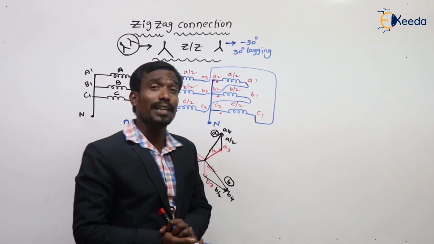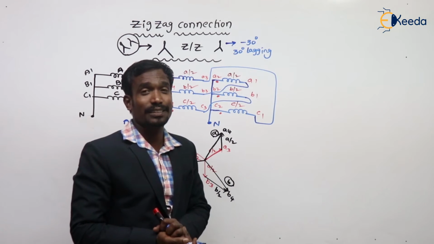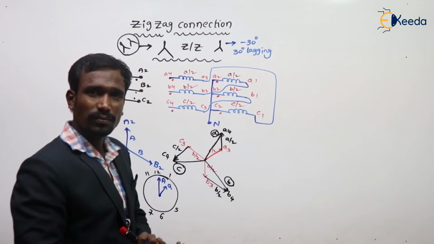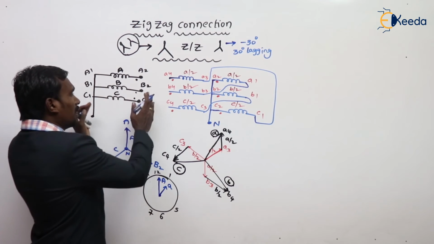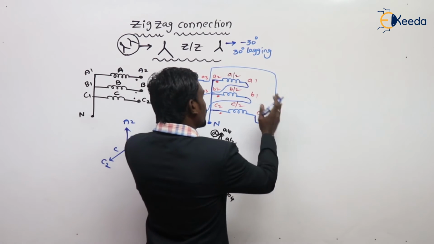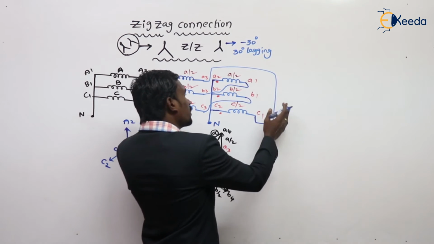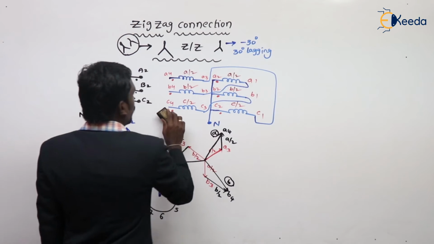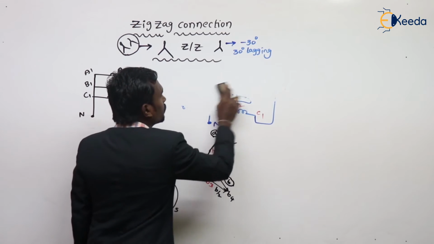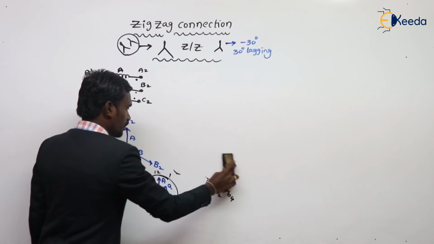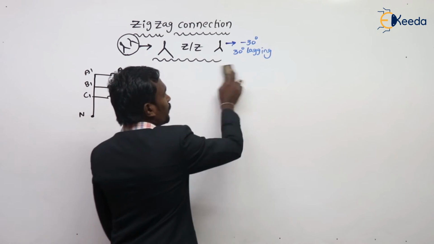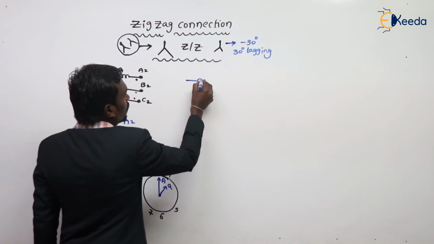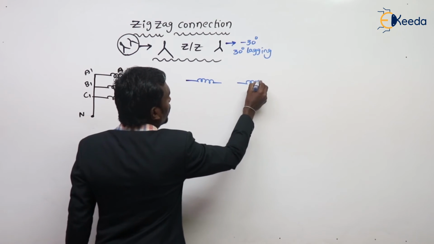And we know that the second configuration also is there. For zigzag connections we have two configurations. So let's take the second configuration. For the second configuration, the primary is the same, we just have to change the secondary. Let's check how it was. Let's draw again. Let's see here. Again I am drawing. These are the secondary windings.